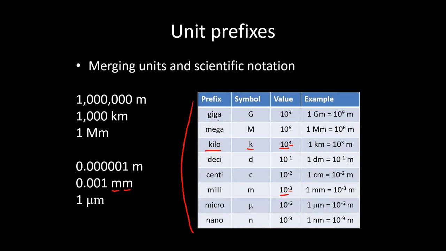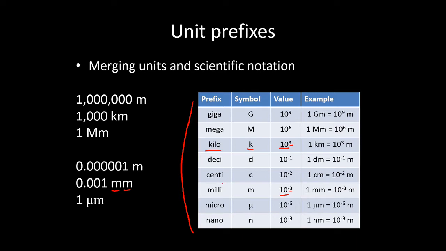If you're familiar with computers at all, then you're familiar with giga and mega. So a gigabyte or a megabyte, it's the same kind of prefix here. A giga is a billion of something. Mega is a million of something. Kilo is 1,000. Deci, you probably have not heard of before, but a decimeter or a deciliter, that is 1/10.